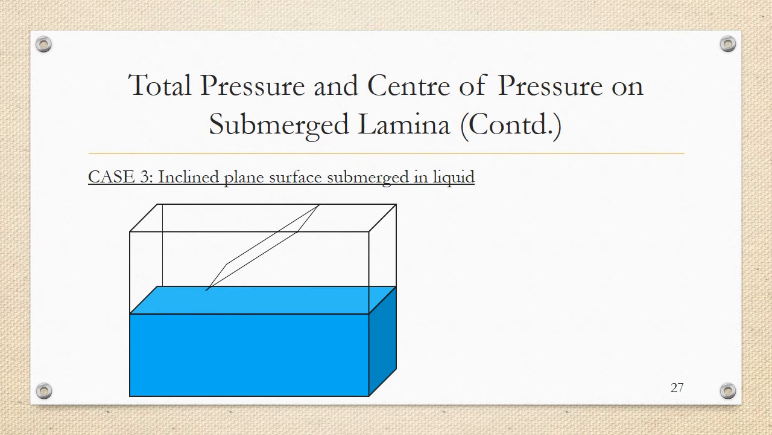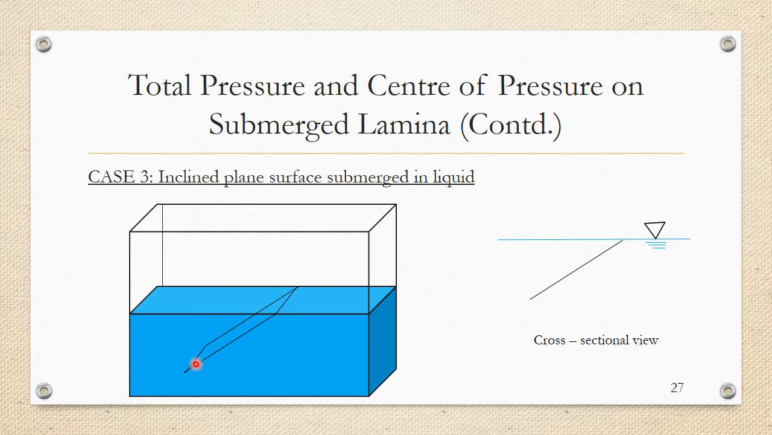Case 3 is when an inclined plane surface is submerged in the liquid. So here you have a plane surface, a thin lamina, which is held at an incline, and now we're going to submerge it into the fluid. So here we have submerged this surface into the fluid, and we can see that the particular surface is actually placed at an incline to the free surface.